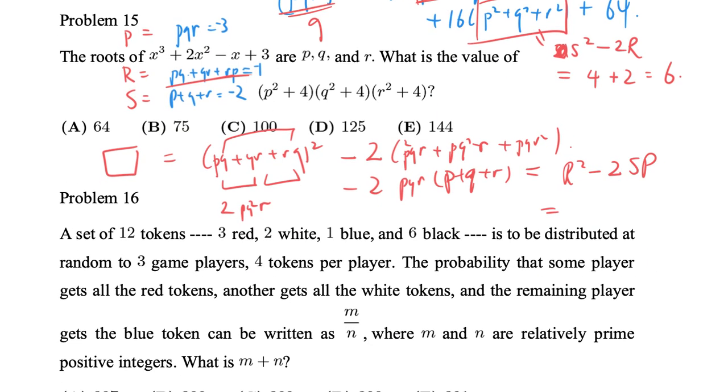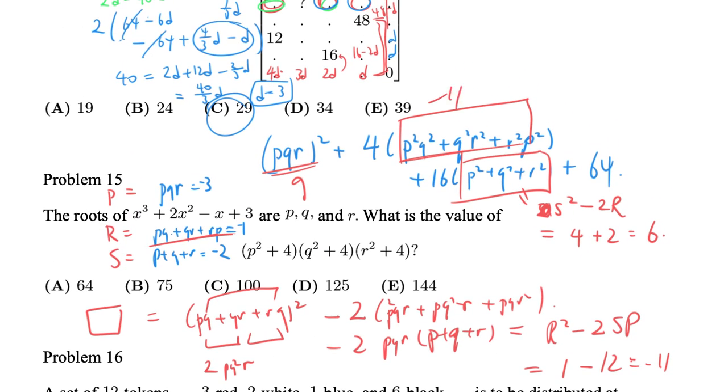This would be equal to, well, R is equal to -1. So this is 1 minus 2SP. SP is 6, so it's 12. So this is -11. Then you can just put this back in, and you get 9 minus 44 plus 96 plus 64. This is equal to 160. This is equal to 35.